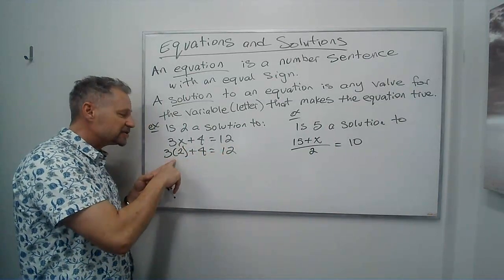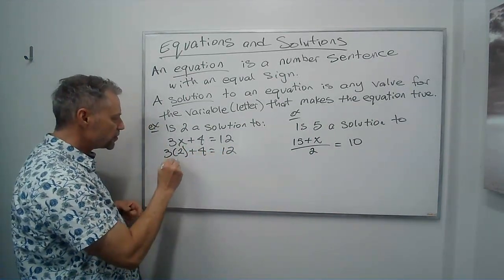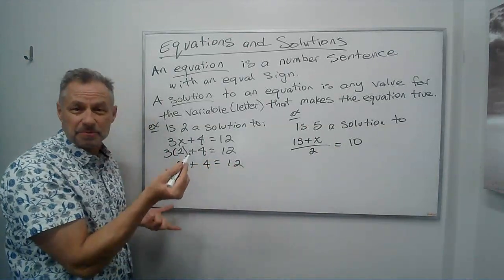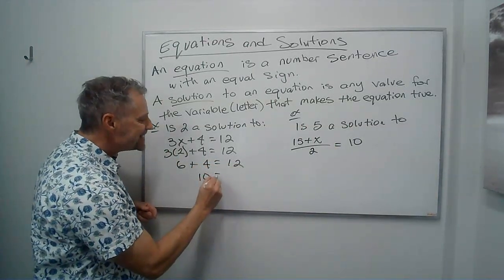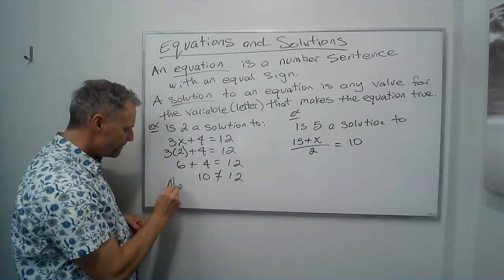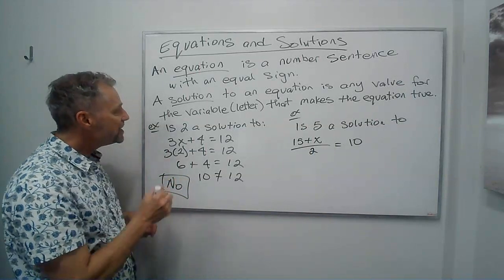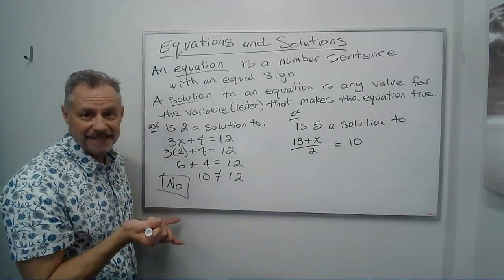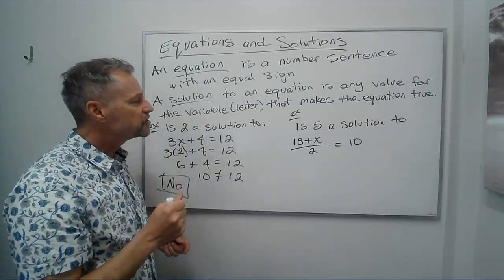Order of operations says we do multiplication before addition. So we get 6 plus 4 equals 12. And then 6 plus 4, of course, is 10. 10 does not equal 12, so we say no. And no what? No, 2 is not a solution to this equation. Easy as that. Okay, let's look at one more.